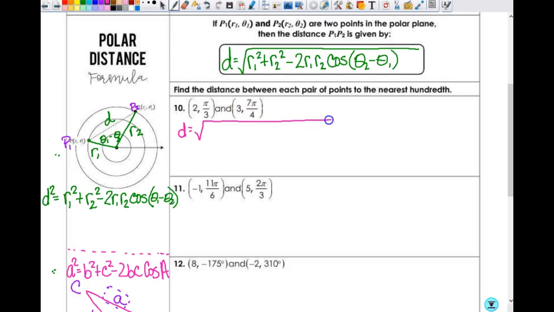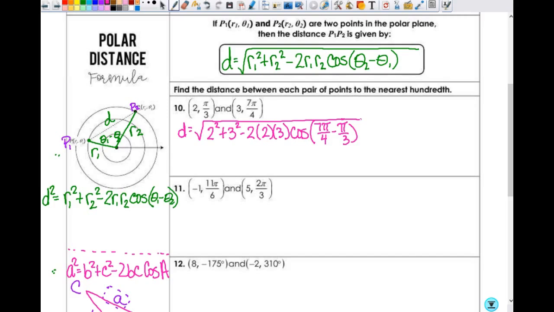So let's look at number 10. d equals big old square root. So this would be r1 theta 1, r2 theta 2. So this is going to be 2 squared plus 3 squared minus 2 times 3 times the cosine of, and that's theta 2 minus theta 1, so it's 7 pi fourths minus pi thirds. Even when the numbers are simple, don't do too much of this in your head. I know you know what 2 squared is. I know you know what 3 squared is. This is where the ridiculous mistakes happen when you try and combine things quickly in your head because you think it's easy. Why do I have to write that out? Well, this is writing out the rule. Now, 100% of this can be done in the calculator now. You don't have to write anything else out.